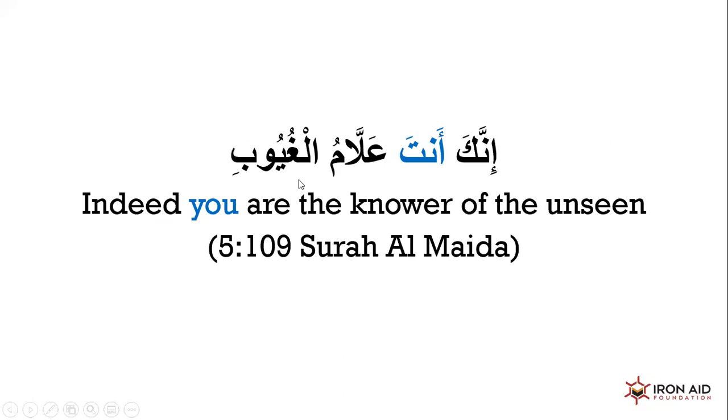And again, you can see how frequently this mudaf ilayh construction is used. Yet again, we see another mudaf ilayh construction. Allam doesn't have an al, doesn't have a tanween, and the second word is majroor with a kasra, and normally usually has an alif lam. So allamul ghuyubi, knower of the unseen. Innaka anta allamul ghuyub.